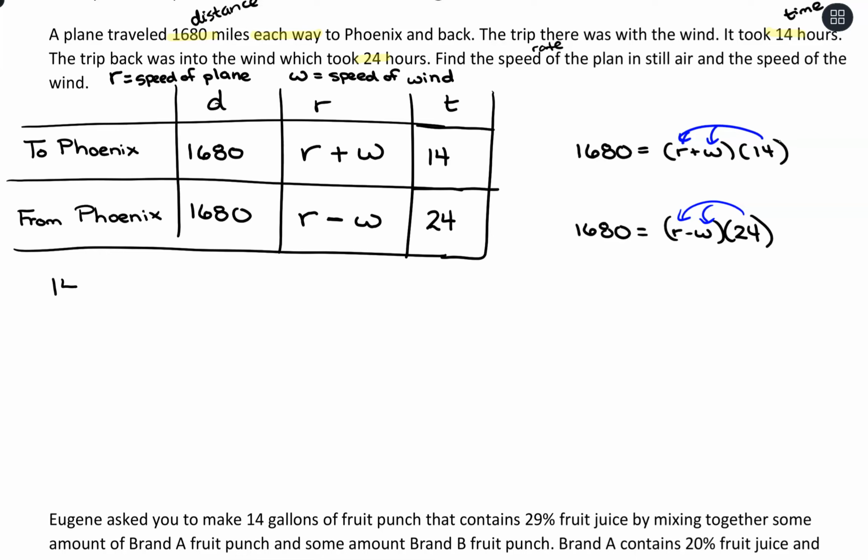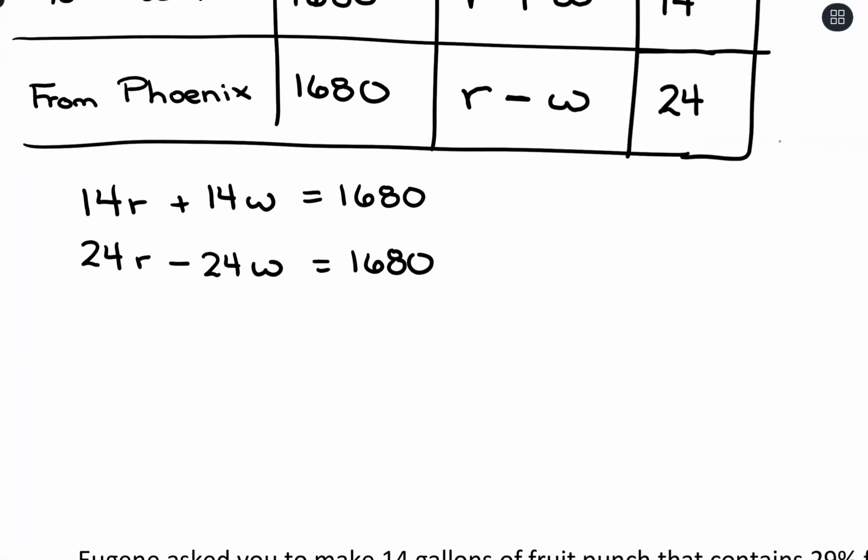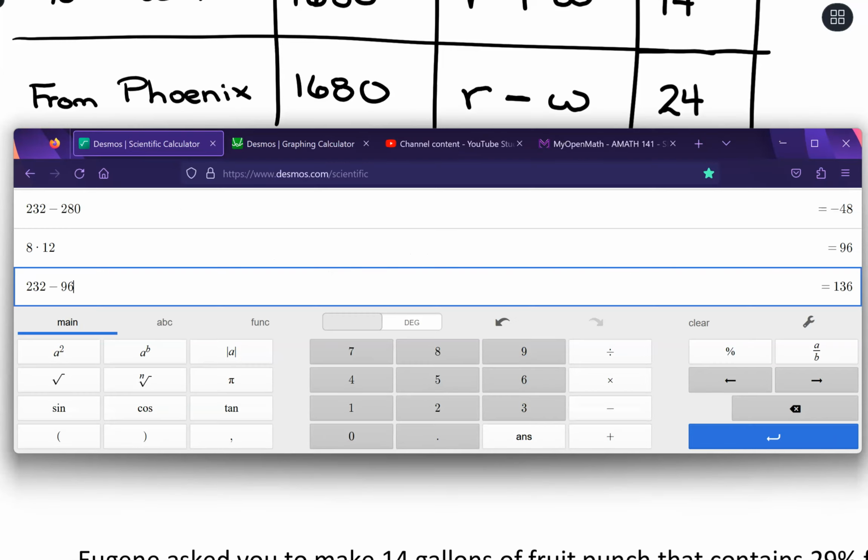So we're going to have 14R plus 14W equals 1,680. And then we're going to have 24R minus 24W equals 1,680. And then I'm going to decide elimination or substitution. I'm going to see what 1,680 is easily divisible by.